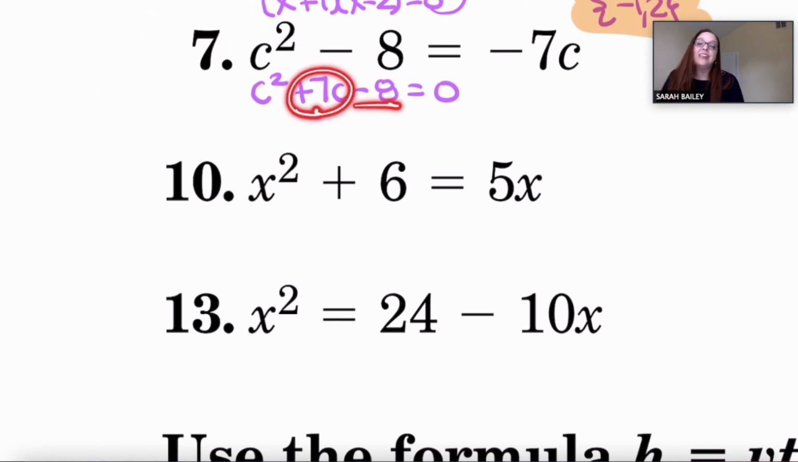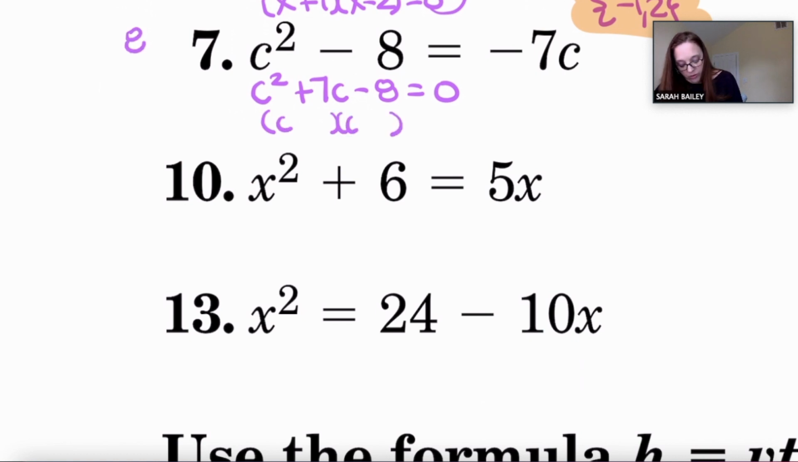And the reason I did that is because when we're dealing with those trinomials, when we're factoring, which I know I'm going to have to do, you need the c squared term first, then the c in the middle, and then the constant term at the end. Okay, so I'm going to get ready to factor. And I'm going to list out the factors of 8.